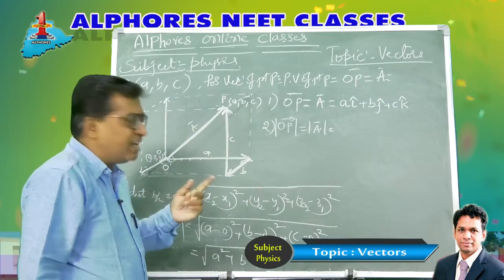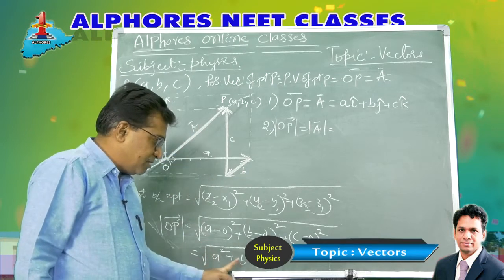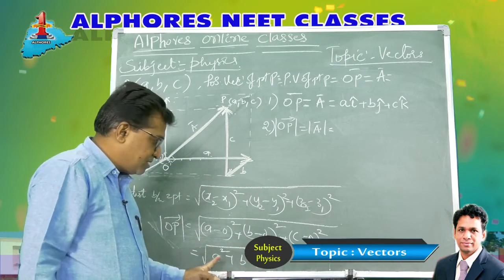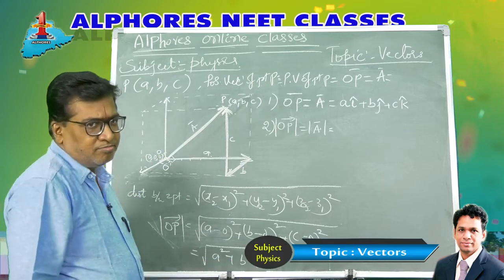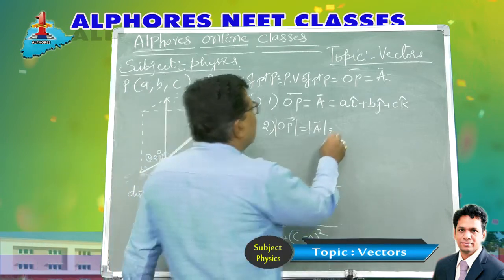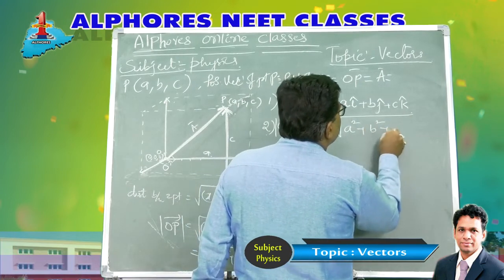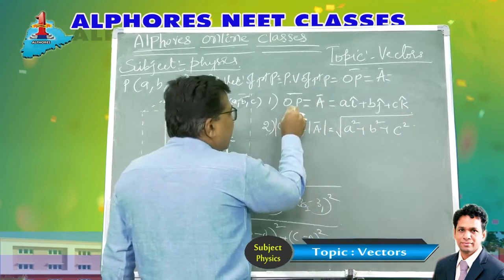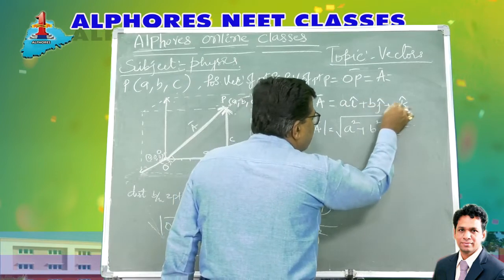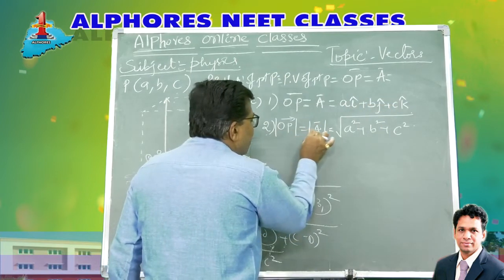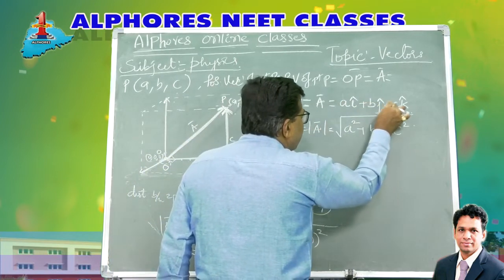So body diagonal, length of the diagonal, root of L square plus B square plus H square, or root of A square plus B square plus C square. It's the length of the body diagonal. So whenever a vector is represented as Ai plus Bj plus Ck, then simply its magnitude is root of A square plus B square plus C square.